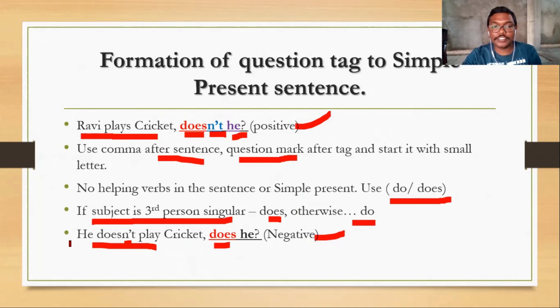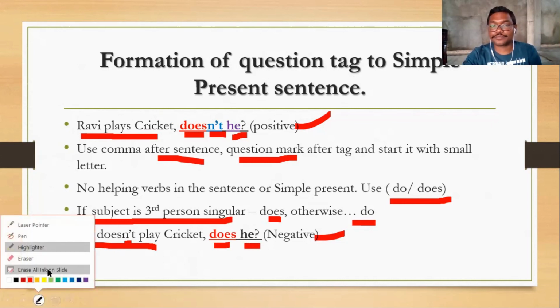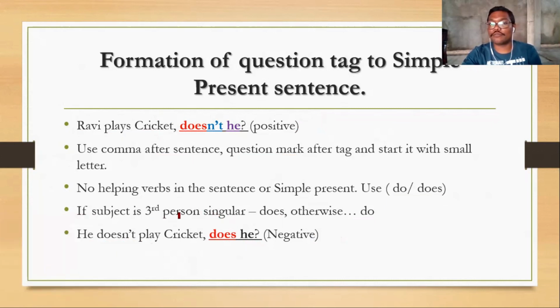What is the third point? The subject's pronoun. It is already a pronoun here, so we can put it as it is. So what will the tag be? He doesn't play cricket, does he? That will be the question tag for this sentence. Okay, so this is about the formation of a question tag for the simple present tense.